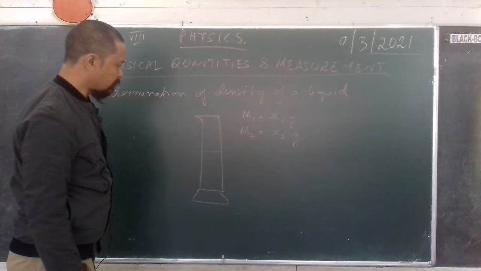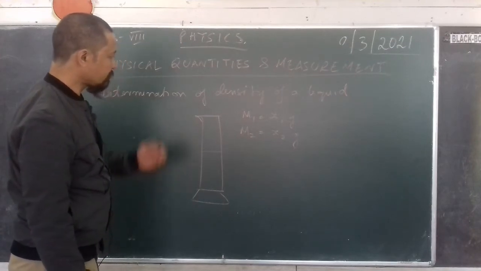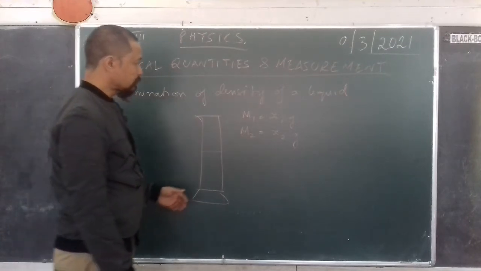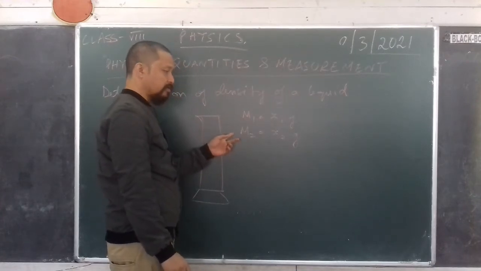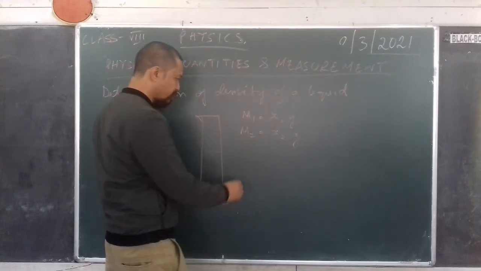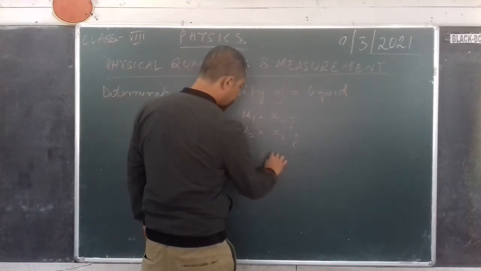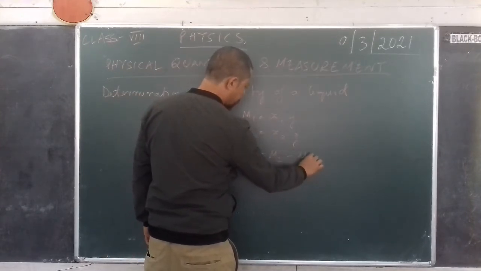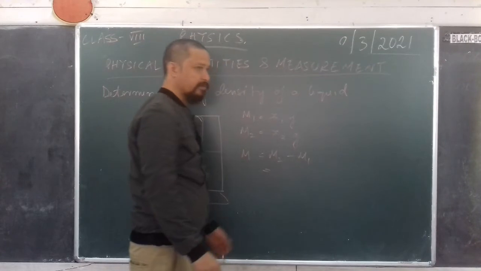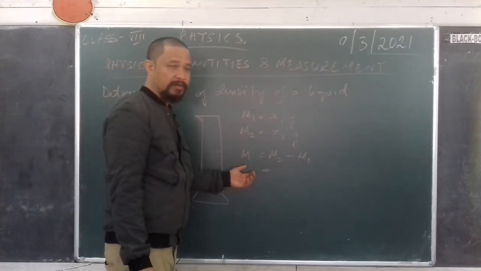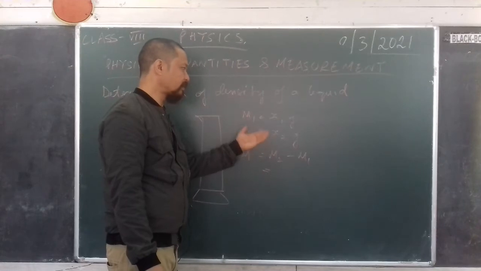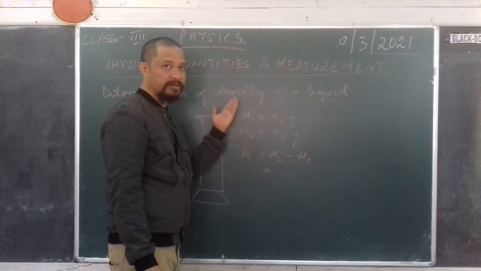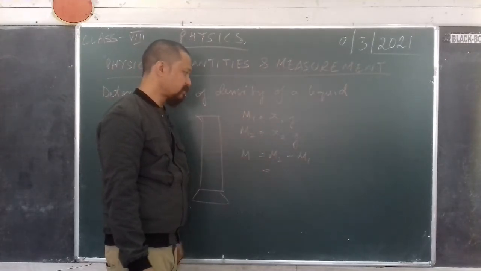Okay, so how do you find the mass of the liquid now? So this is the mass of the empty measuring cylinder. This is the mass of the measuring cylinder with the liquid. So mass will be M2 minus M1. That means measuring cylinder with the liquid, the weight, basically mass. Okay, then subtract the mass of the empty measuring cylinder, and then you get the mass.